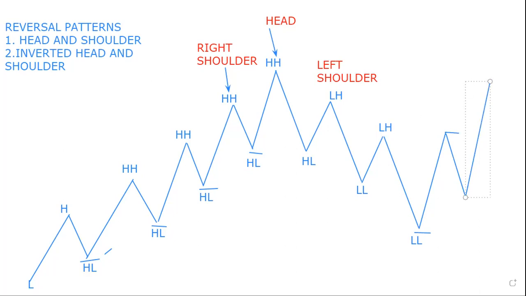So we have a higher low and we have a higher high. Why is this place a higher high? Because it's higher than this one. Do you understand it now? So this is an inverted head and shoulder. So we have a head and shoulder, and we have an inverted head and shoulder.